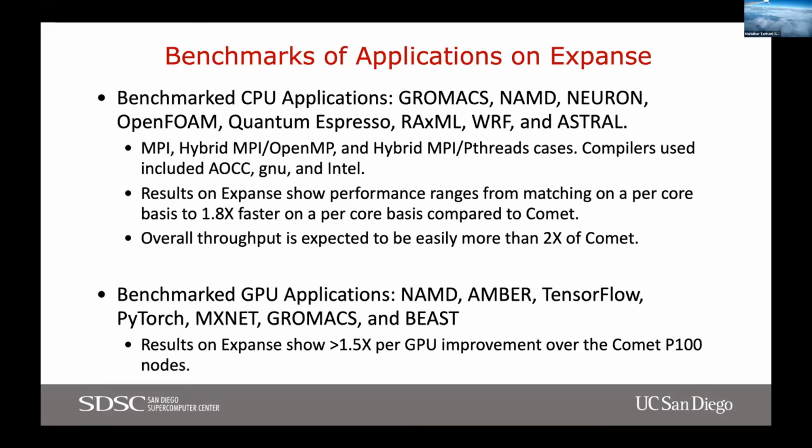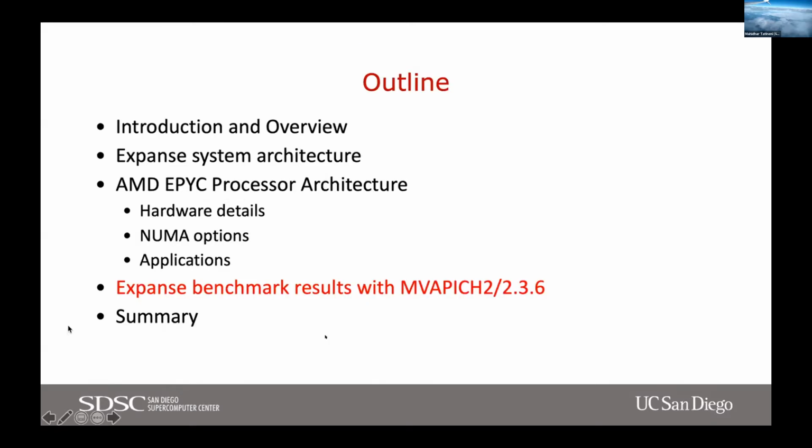Similar thing on the GPU side. We've benchmarked several applications like NAMD, Amber, TensorFlow, and lots of machine learning cases, basically. And we see about a 1.5x per GPU improvement over the P100 node. But depending on the code, this could be a lot higher. So, for example, Amber might be a lot better in that case. So that's kind of what we've tested.